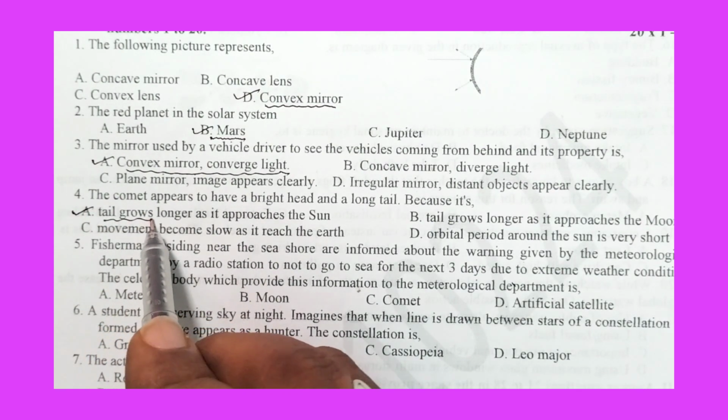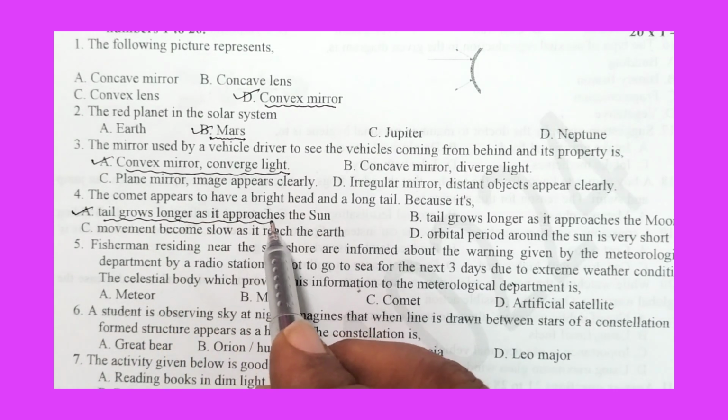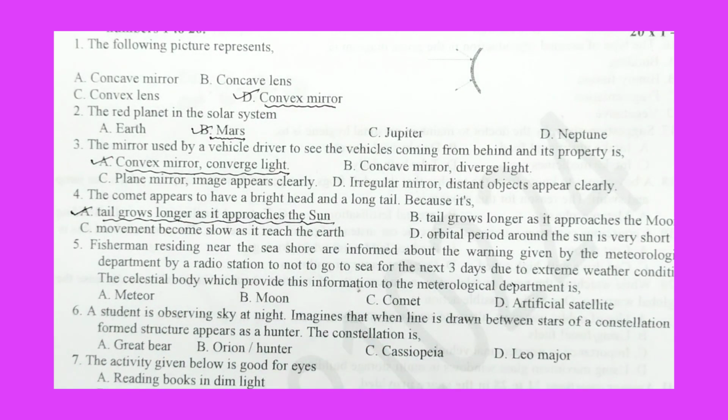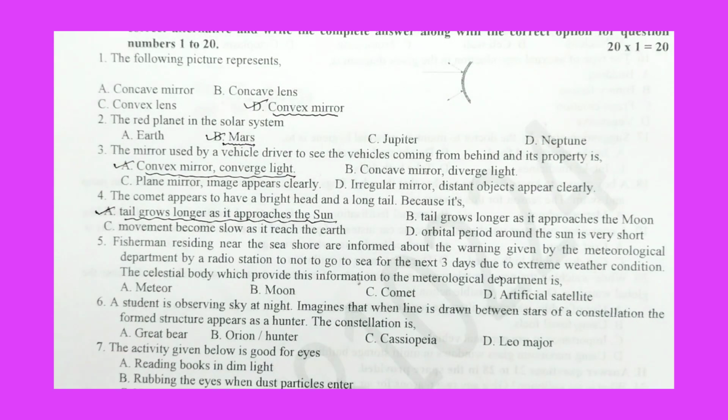Tail grows longer as it approaches the sun. So for the fourth question, option A, tail grows longer as it approaches the sun. So this is the right answer. Now let us move to the fifth question. Fishermen residing near the seashore are informed about the warning given by the meteorological department by a radio station to not go to sea for the next 3 days due to extreme weather condition.